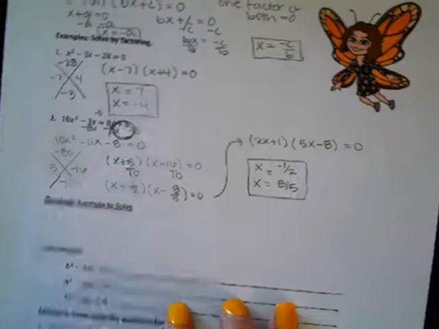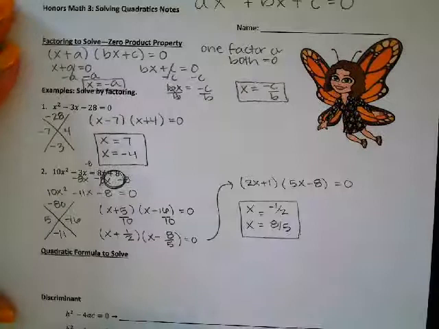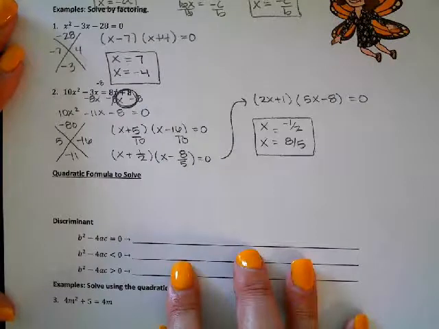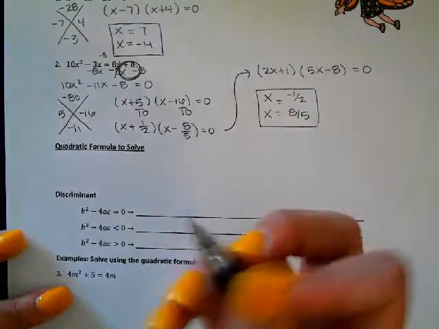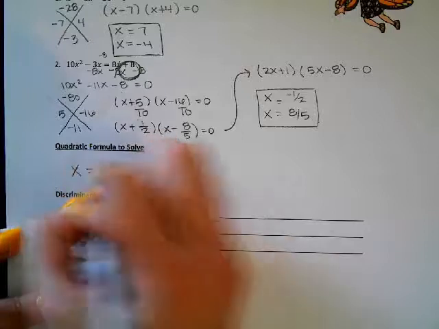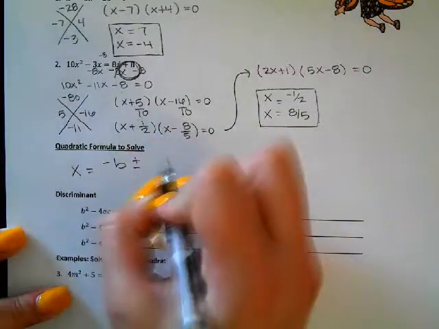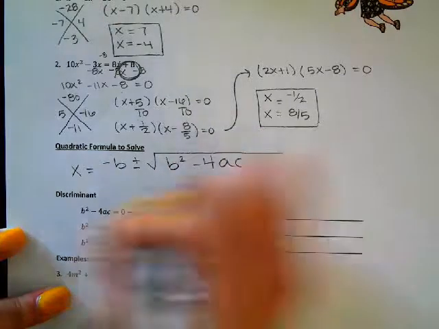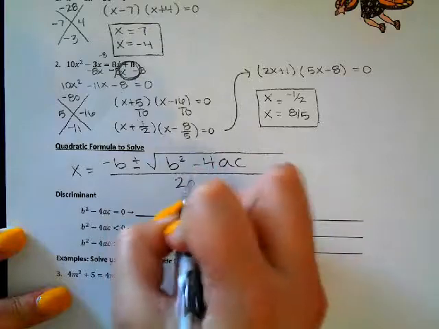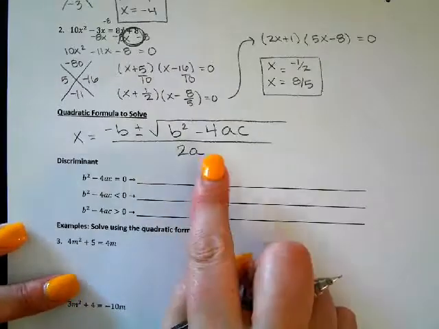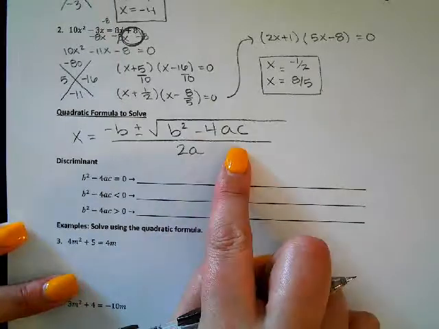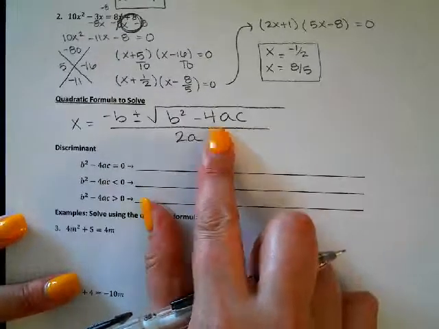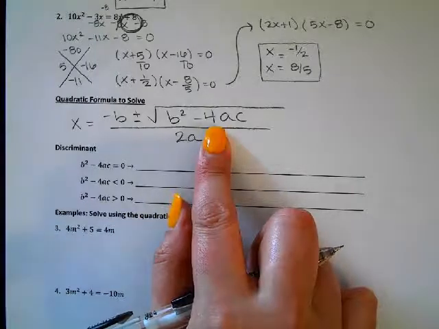Okay, so there's two examples of factoring to solve using the zero product property. The next method for solving a quadratic is the quadratic formula. So the quadratic formula is x equals -b plus or minus square root of b squared minus 4ac divided by 2a. And the number underneath the square root sign is called the discriminant. And the discriminant just tells us some interesting things about our answers. It helps us a little bit with plugging things into the calculator.